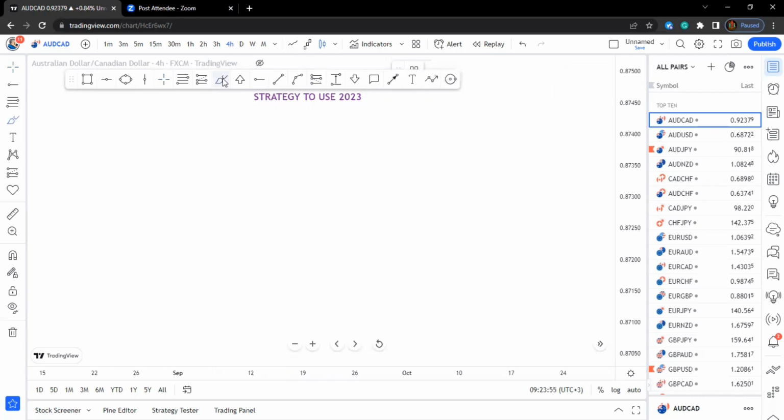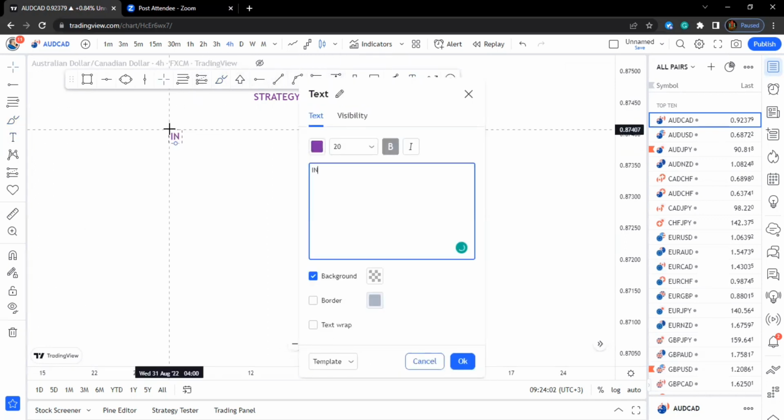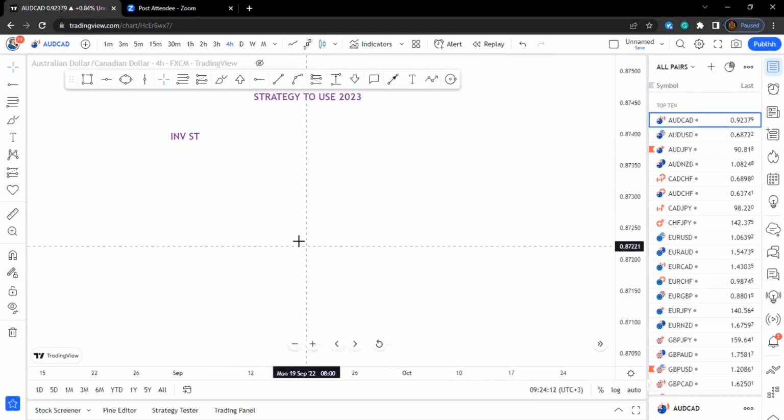Setup ya kwanza tunaita ni invalidation point ama INV. So setup ya kwanza ni INV. How INV setup? Okay. INV setup iko in this way.